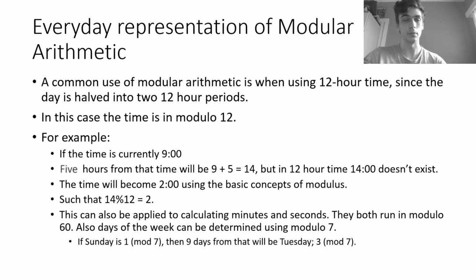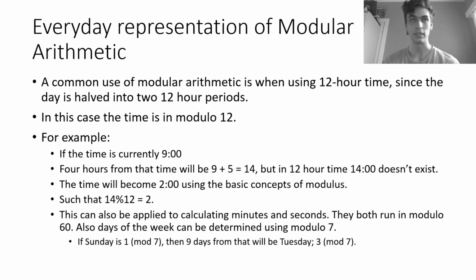Everyday use of modular arithmetic for most people comes down to reading the time. This is especially true for 12-hour time. For example, if the time is currently 9 o'clock, 5 hours from then will be 9 plus 5, which equals 14, but most people don't speak in 24-hour time, so they'll represent this 14 as 2 o'clock instead. As shown below, 14 modulo 12 equals 2, so that means the 14 will equal 2 o'clock.